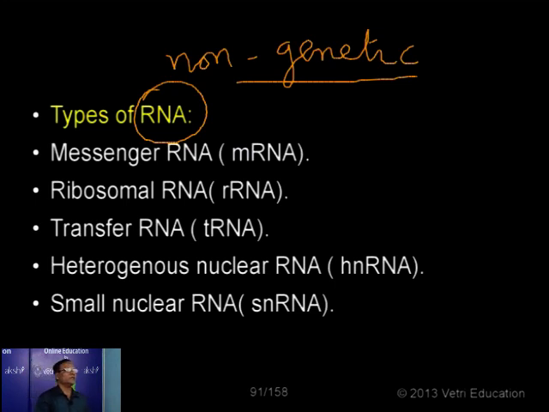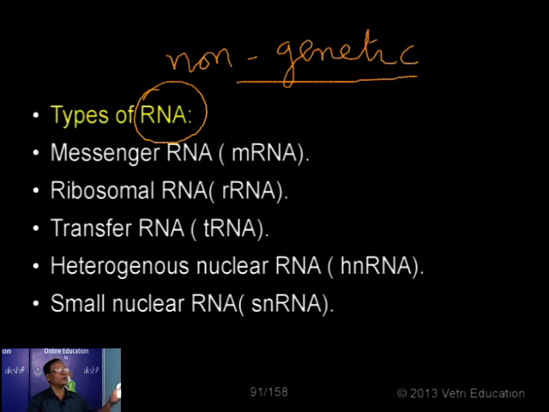Now, what are the different types of RNA? Number one, messenger RNA or mRNA. Number two, ribosomal RNA or rRNA. Number three, transfer RNA, tRNA, also called soluble RNA, also considered as an adaptor molecule. Then we have the heterogeneous nuclear RNA. It is nothing but pre-mRNA.